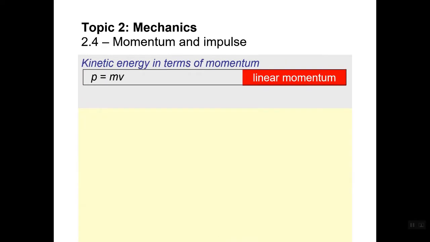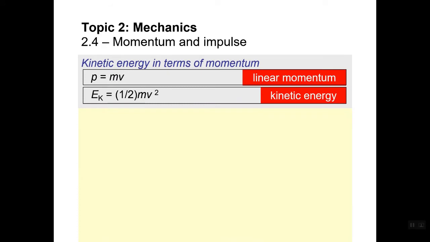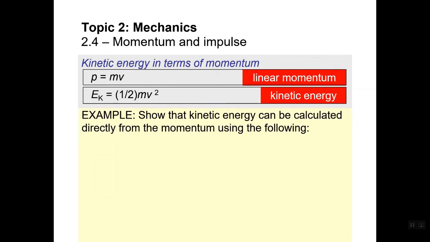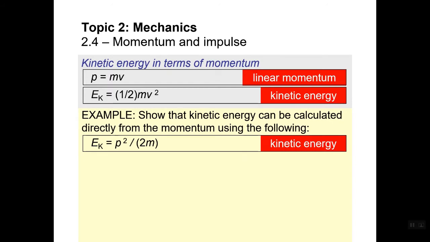This is the linear momentum formula, and we have a kinetic energy formula. This shows that kinetic energy can be calculated directly from the momentum using the following. We have a new equation: kinetic energy equals momentum squared over 2 times the mass. We can actually derive this kinetic energy expression from momentum equals mass times velocity. We may obtain velocity equals momentum divided by mass.